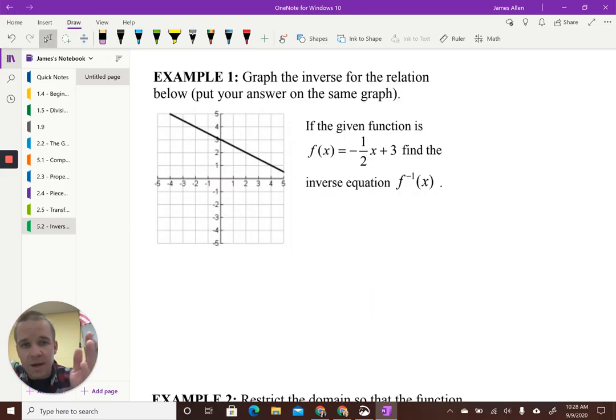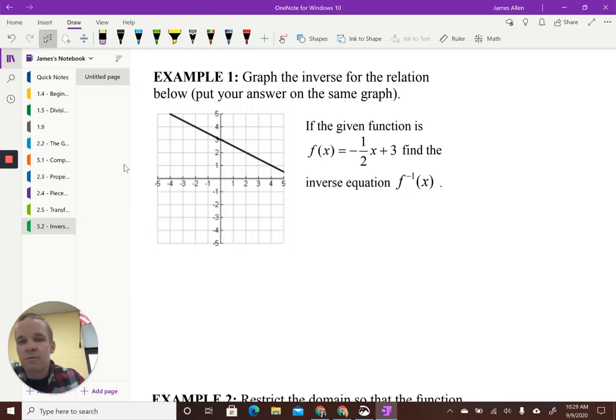All right, so for this one, we want to graph the inverse for the relation below. Put your answer on the same graph, and then find the inverse equation, right? We're going to often refer to these as a relation before saying that they are a function, because we got to see if it is a function. It does pass the vertical line test. And we also know the inverse is going to be a function as well, because it passes that horizontal line test. Always something good to check here. You'll see some domain restrictions in certain scenarios going forward.